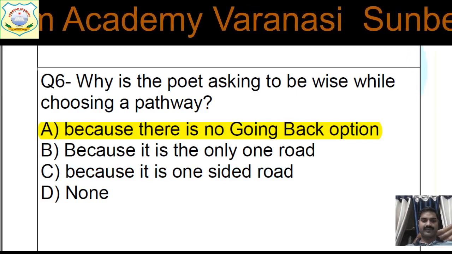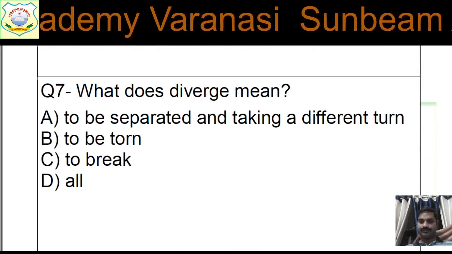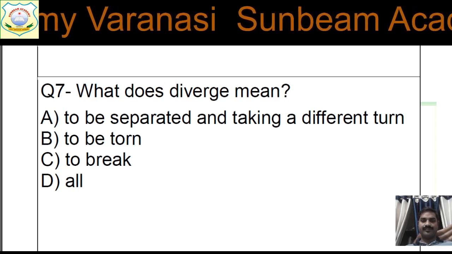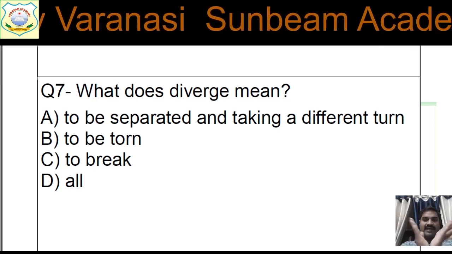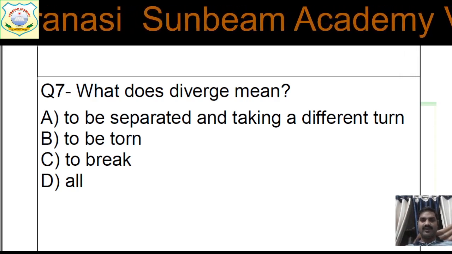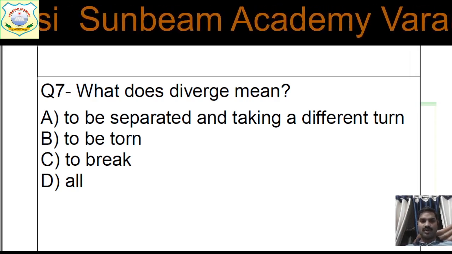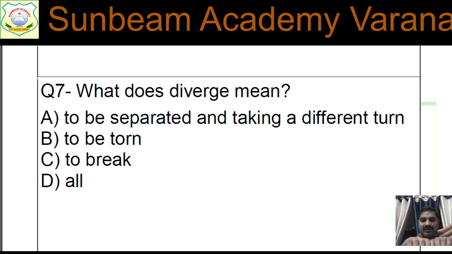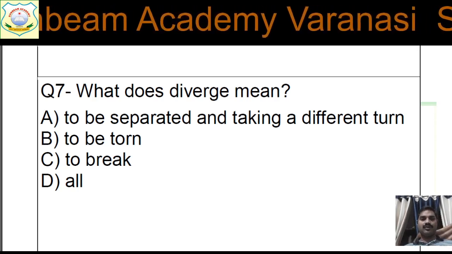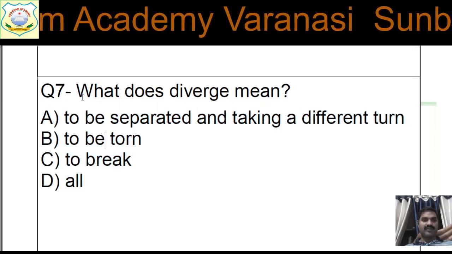Okay. Next question is, children, seven for you. What does diverge mean? Okay, diverge means bending. Okay, diverging. So what does diverge mean? So to be separated and taking a different turn, to be torn. No, tear. Second form of tear is torn. When you tear the pages in two pieces, so its second form is torn. So to be torn, no. To break, no. What can be the right option?